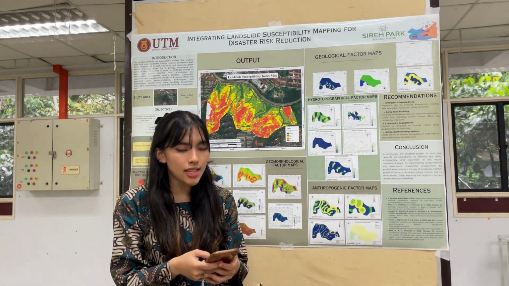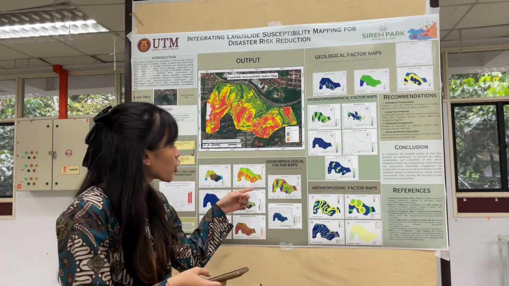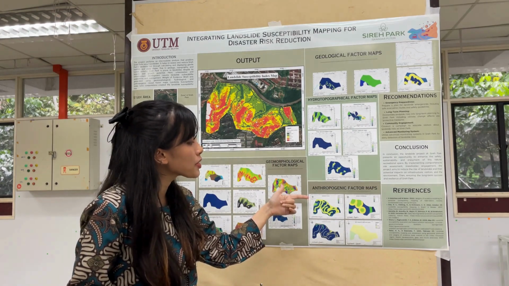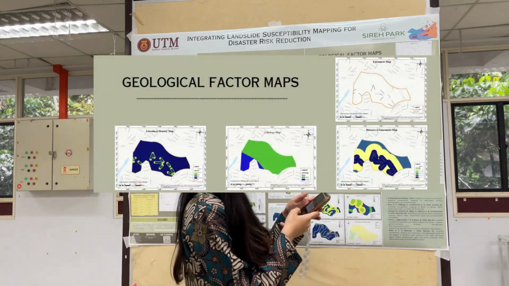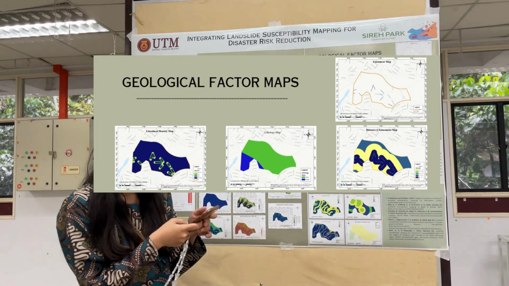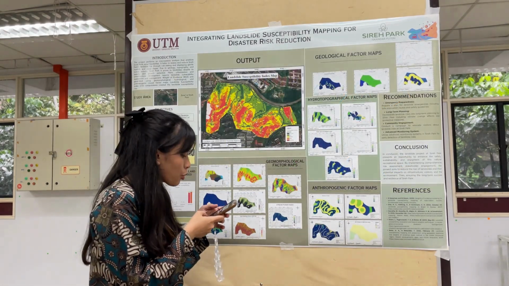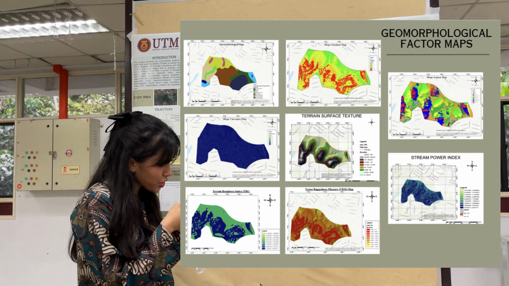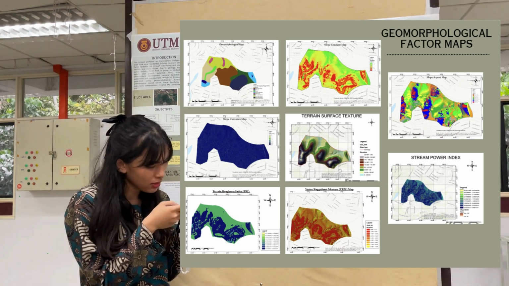For GIS applications and spatial analysis, there were four main factors that were used throughout the processing phase, which were geomorphological factor maps, geological factor maps, hydrotopographical factor maps, and anthropogenic factor maps. For geological factor maps, there were factor maps which were lithology, lineament density, and distance to lineament. For geomorphological factor maps, there were 8 factor maps that were used, which were geomorphology, slope gradient, slope aspect, slope curvature, stream power index, surface texture, terrain roughness index, and vector ruggedness measure.